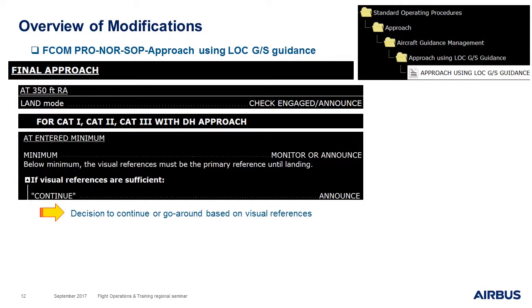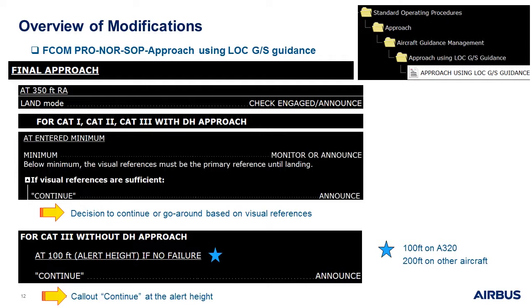Then, for CAT1, CAT2, CAT3 with DH approach, the decision to continue or to go around is based on visual references. So at entered minimum, if visual references are sufficient, continue announce. You can continue if you have visual references.